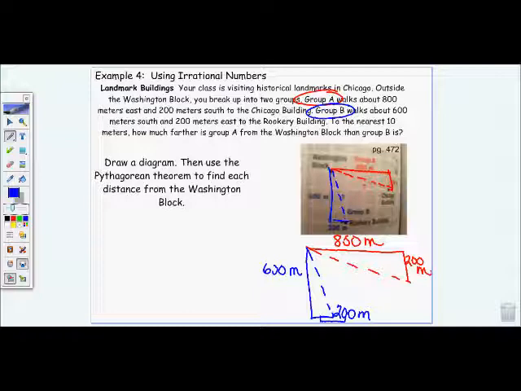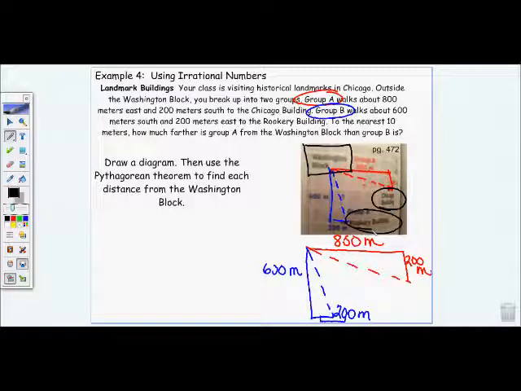Group A, which I've shown in red, is about 800 meters east and 200 meters south to the Chicago building. And then Group B, they walk about 200 meters south and 200 meters east to the Rookery building. And it says to the nearest 10 meters, how much farther is Group A from the Washington block than Group B? So you can see that, well, barely see, but what they show you in the book is, here's our Washington block right here. And our two groups are traveling in two different ways there and going to their destination. Here's the Chicago building, and here's the Rookery building.